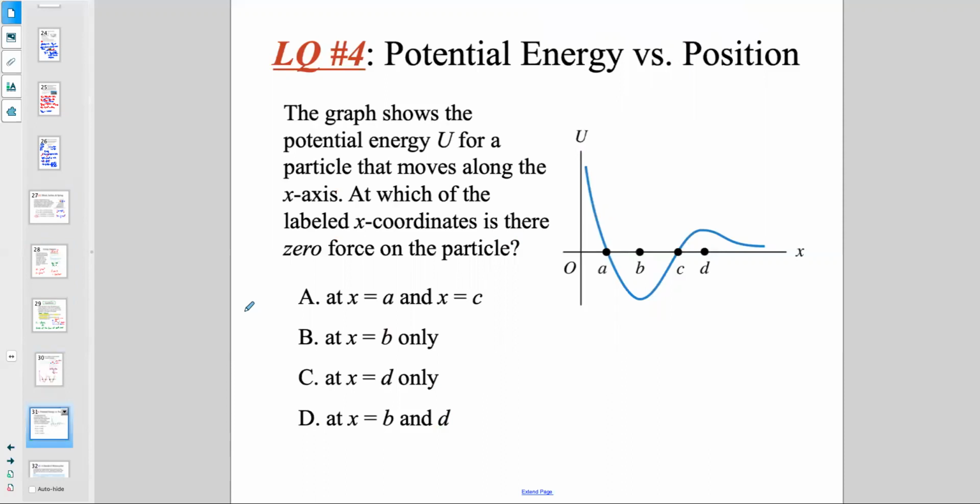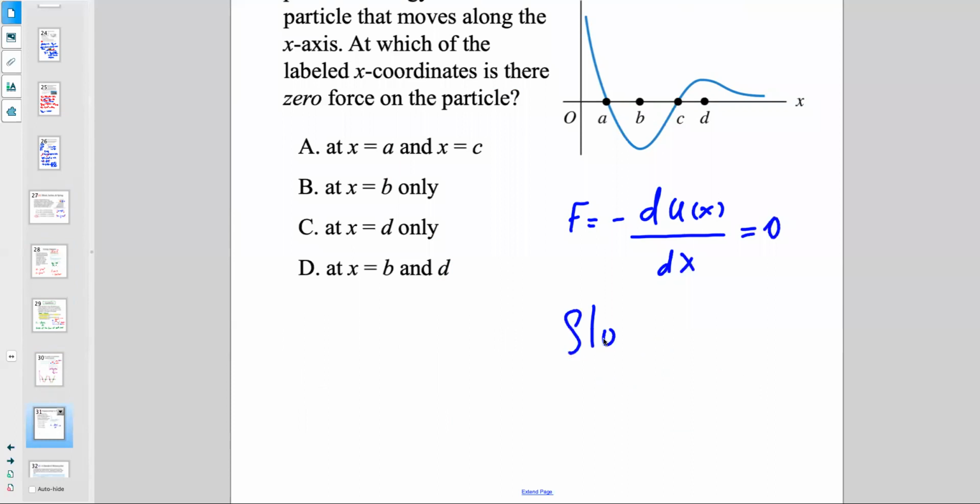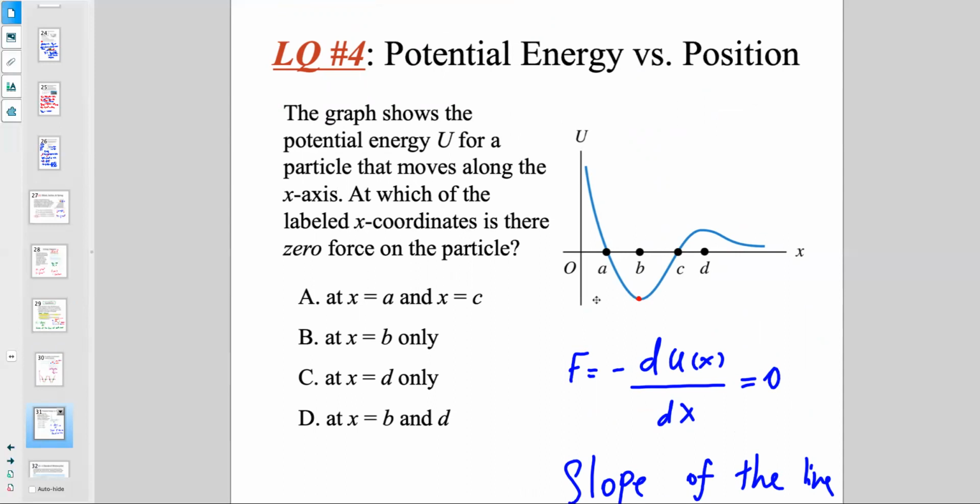What was the force again? So force was negative dU over dx. And when we want to make this force zero, that means the slope of the line should be zero. Where is the slope of the line zero? Is that here? At this point, the slope of the line is zero.